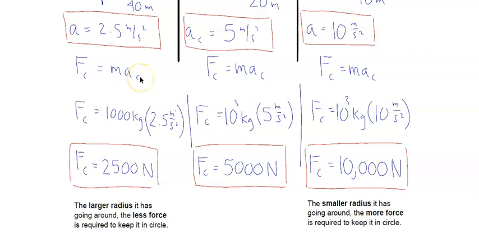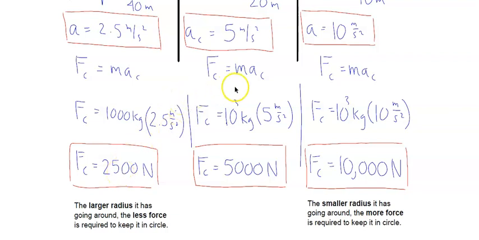Since we did the calculation for mv squared over r above, and we got the values for centripetal acceleration right here, a sub c equals 2.5 meters per second squared, we multiply that by the mass of the car, 1,000 kilograms, times the 2.5 meters per second squared, gives you 2,500 newtons.